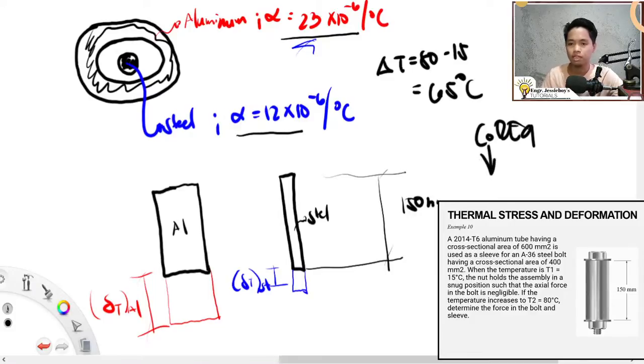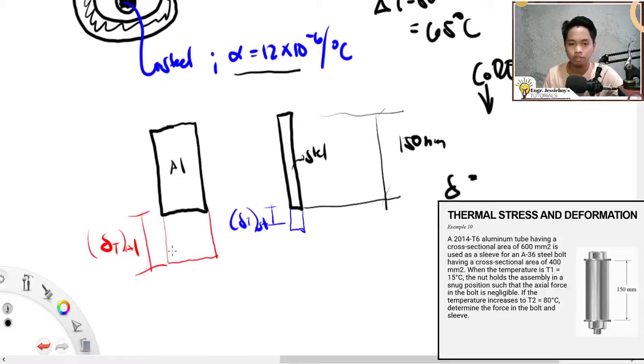Our final, so nga akong magamiton dire is correct. My first compatibility equation is that the final deformation, alright? The final deformation of our system, or basta ilahang pair, the tube and the bolt, ang ilahang final deformation mahitabo due to thermal expansion. Alright, ni-elongate silang duha.